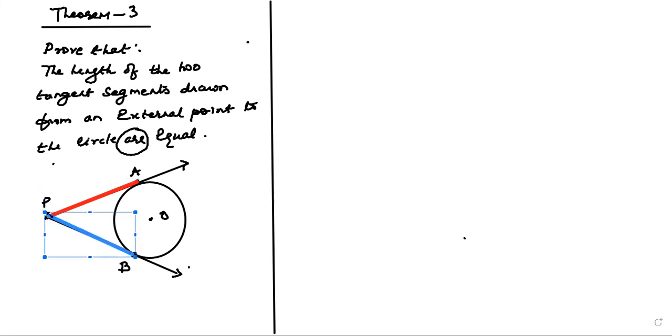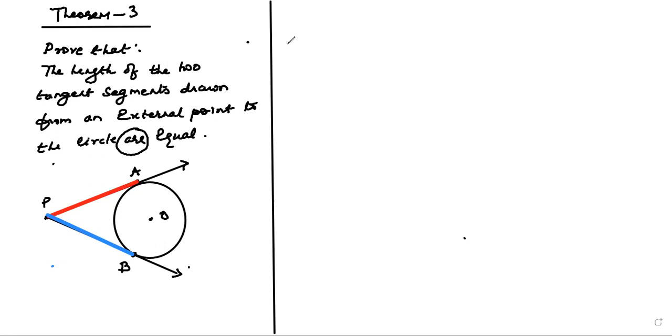But how can I show, children? Got it? So see here, children, I want you to pay attention here nicely. This is very simple and has a chance of getting asked in an exam. Prove that the length of the two tangent segments drawn from an external point to the circle are equal. Means I have drawn the two tangent segments from an external point to the circle. I want to show they are equal.